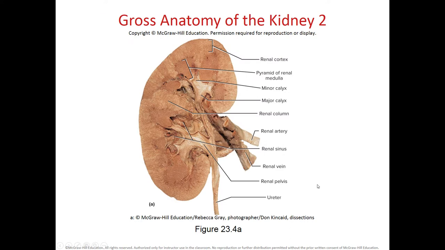If you make this longitudinal section of the kidneys, you will be able to see that they are subdivided into a cortex, which is the area of the kidneys that is closer to the renal capsule, the fibrous capsule, and then the mid region, which will be called the renal medulla.